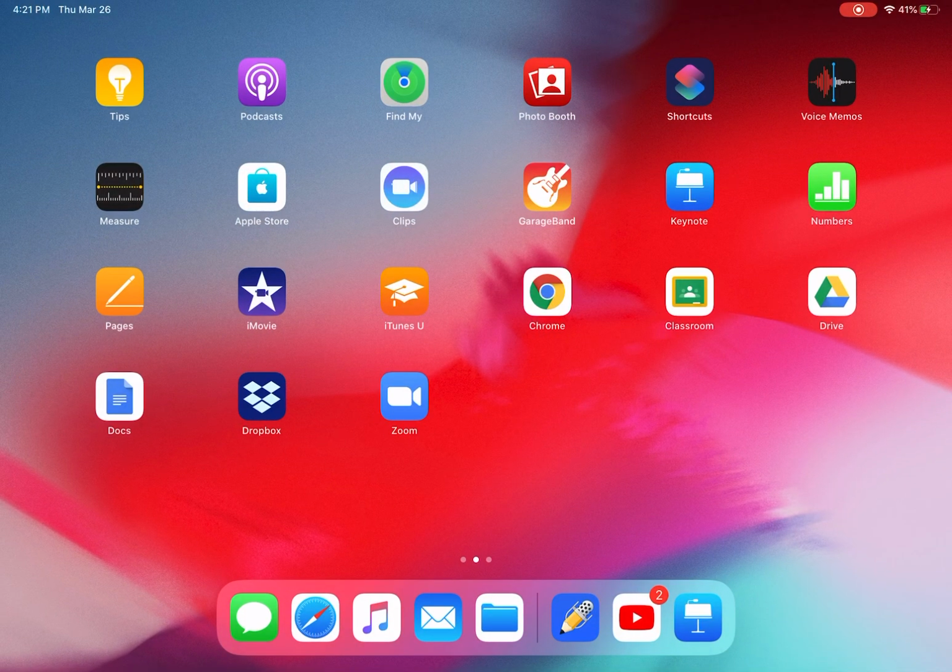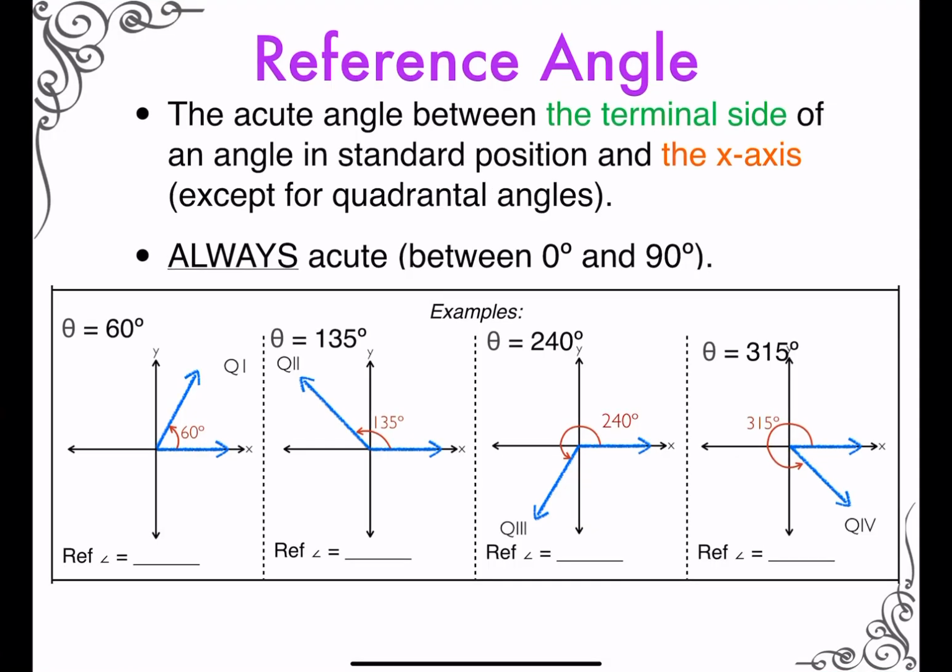All right, so a reference angle is the acute angle formed between the terminal side of an angle in standard position and the x-axis, except for quadrantal angles. And something super important to note, it's always acute. It's always an acute angle between 0 and 90. All right, so we have a few examples here.